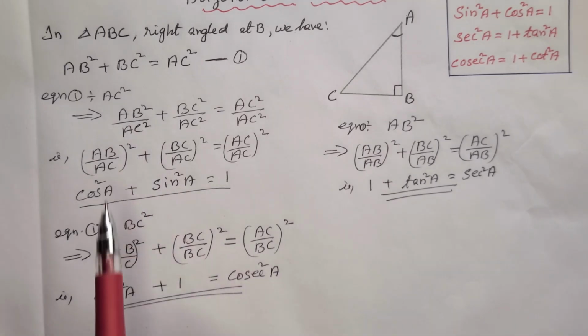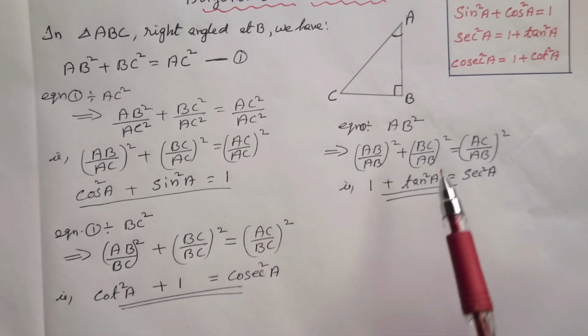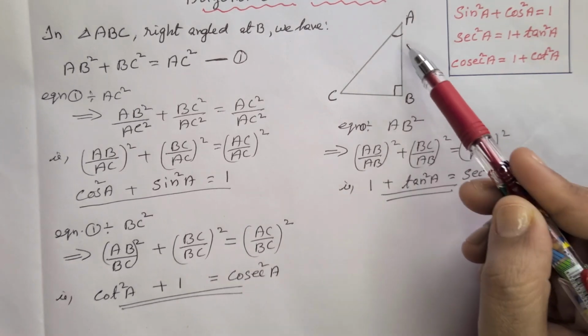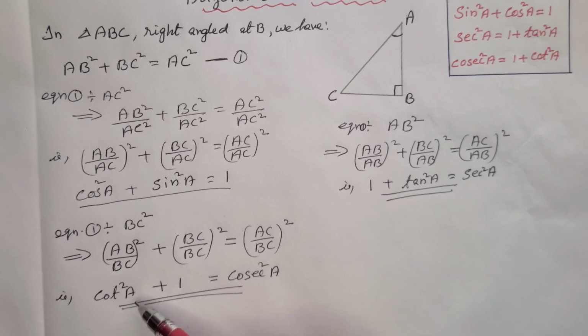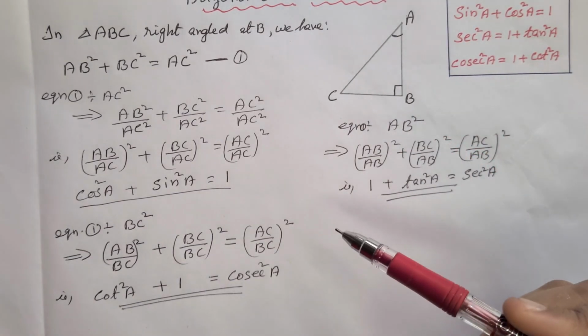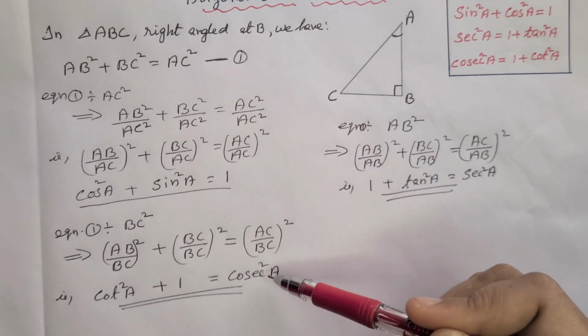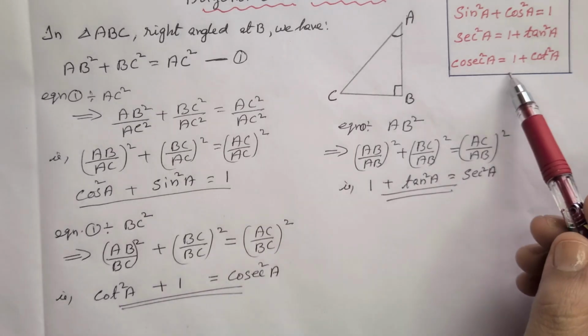If we are dividing the first equation by BC square, we will get (AB by BC) the whole square plus (BC by BC) the whole square is equal to (AC by BC) the whole square. Here AB by BC, the adjacent side by opposite side, is cot. So cot square A. Here BC by BC is 1. AC by BC, hypotenuse by opposite side, is the reciprocal of sine, that means cosec. So cot square A plus 1 is equal to cosec square A, or cosec square A is equal to 1 plus cot square A.